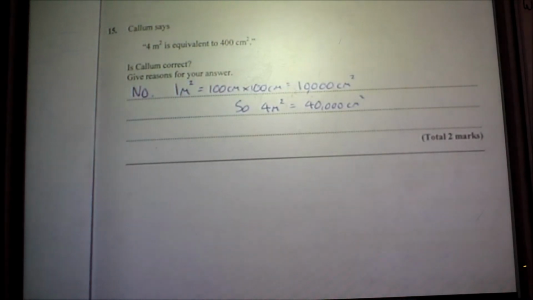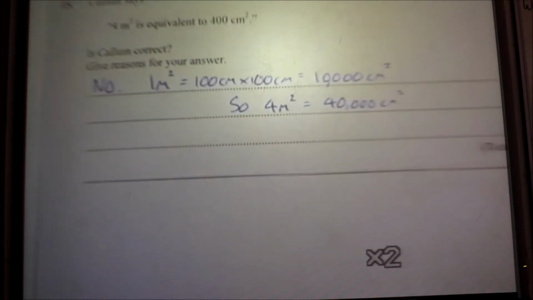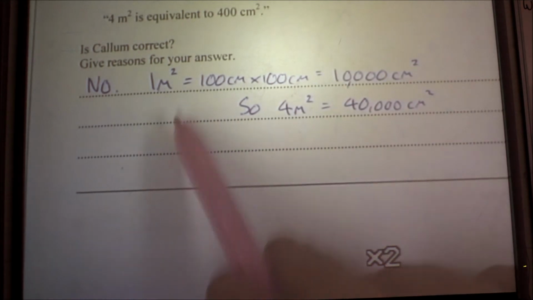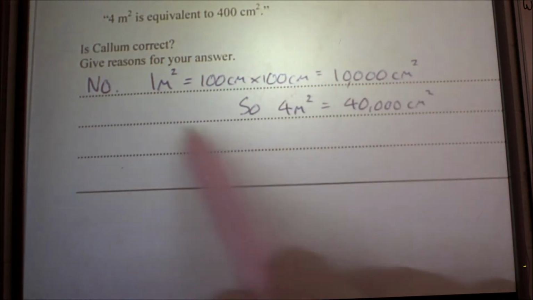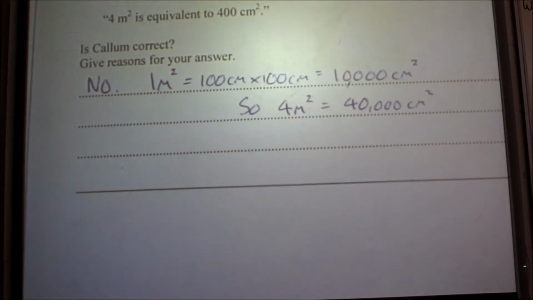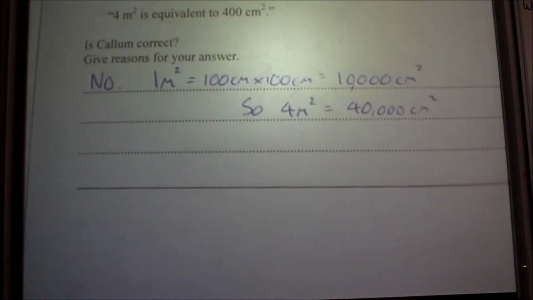Question 15. Callum says 4 meters squared is equivalent to 400 centimeters squared. Is he correct? Give some reasons. No, he's not. 1 meter squared is 100 centimeters times 100 centimeters, which is 10,000 centimeters squared. So 4 meters squared is 40,000 centimeters squared, and he said it was 400. So that's why he's wrong.